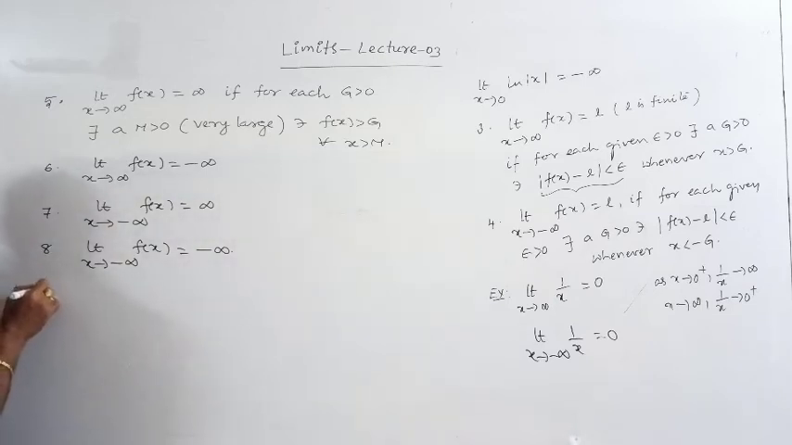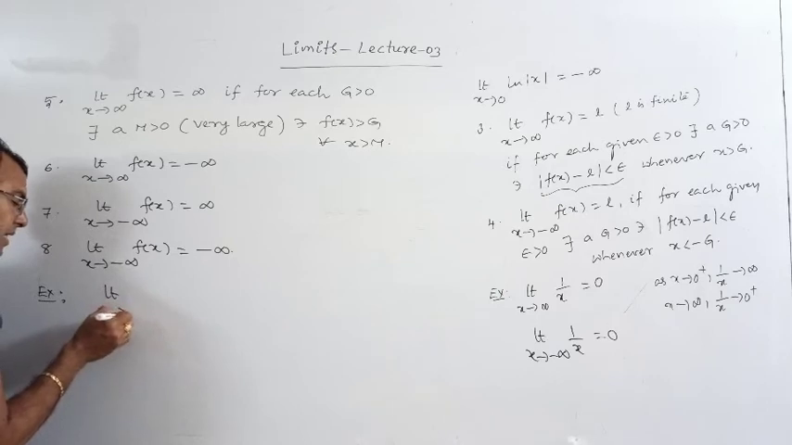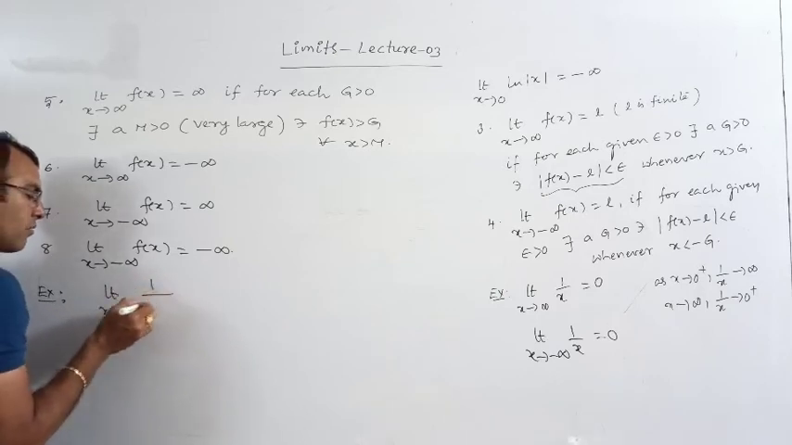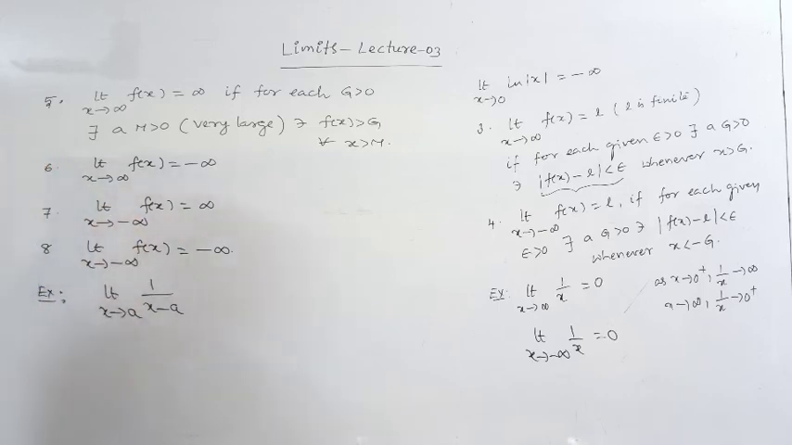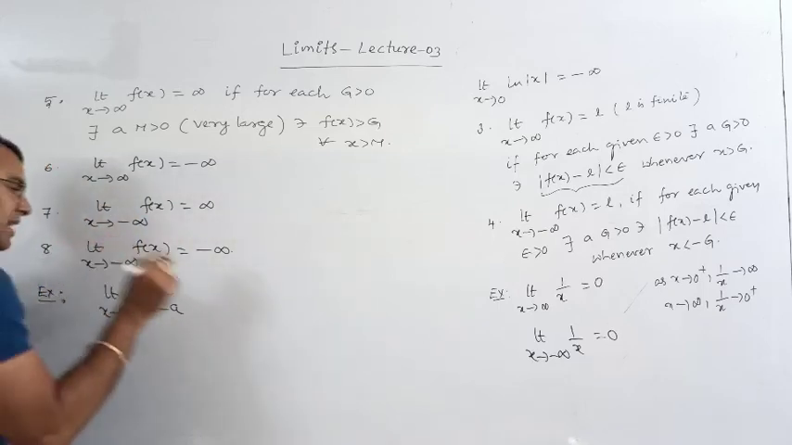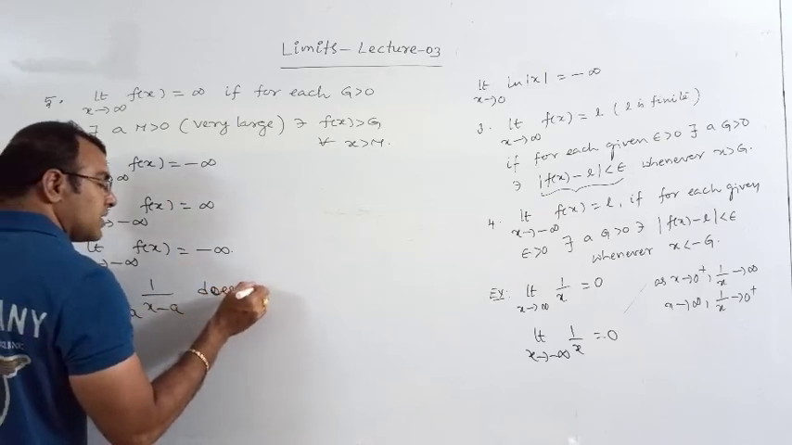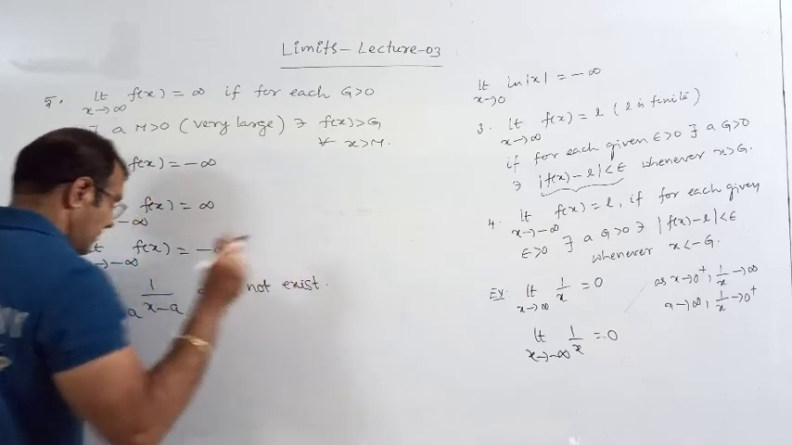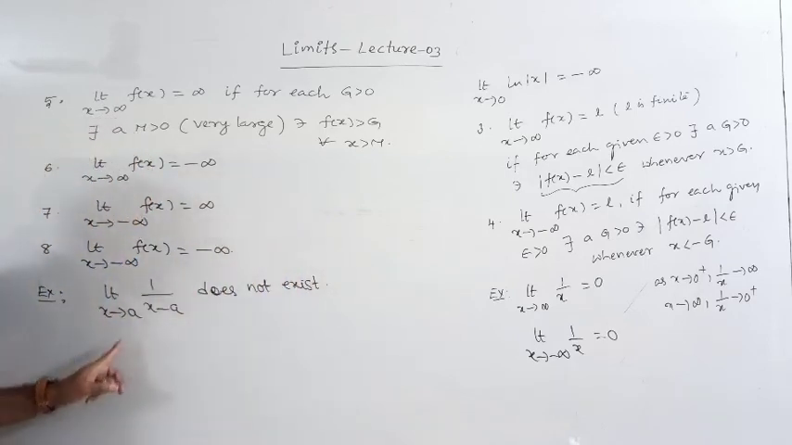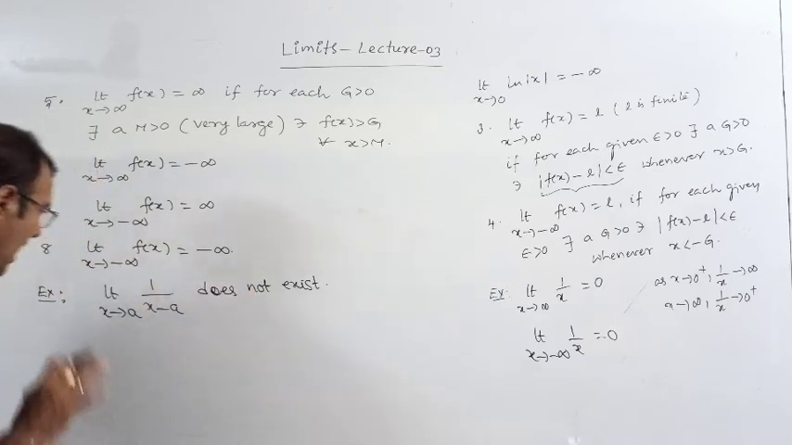Now you see, one example I am writing. Limit x tends to a, what will be 1 by x minus a? Alright? This does not exist. You have to say that it does not exist. Limit x tends to a, 1 by x minus a does not exist. Why? I will tell you.